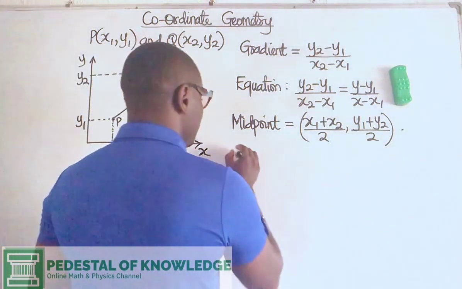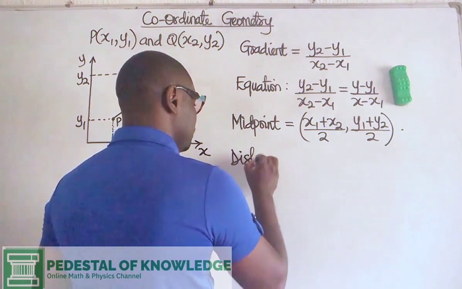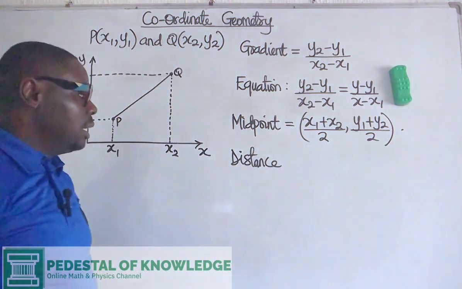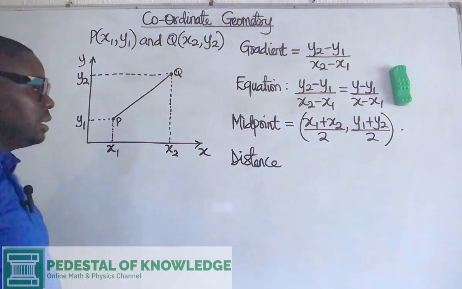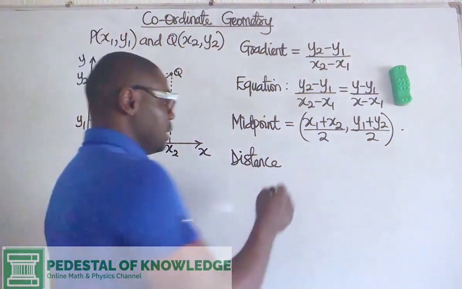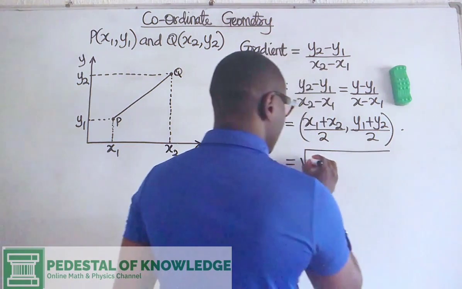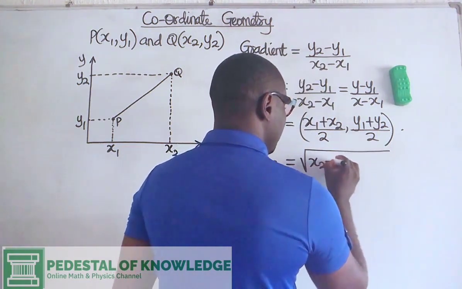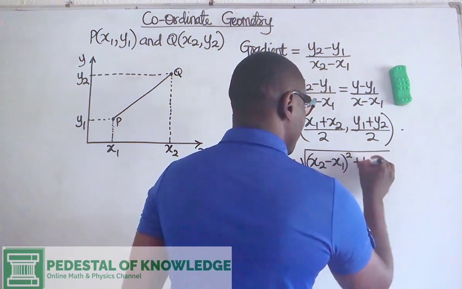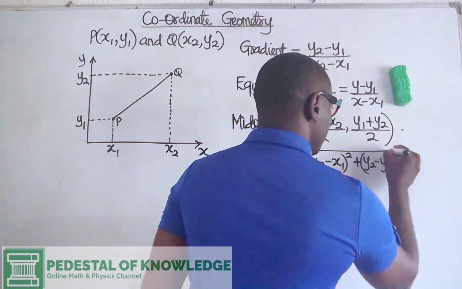And finally, we're going to look at the distance between 2 points. Now, the distance between 2 points is simply the length of the line segment connecting the 2 points on the Cartesian plane. And that distance is given by the formula: the square root of x2 minus x1 all squared plus y2 minus y1 all squared.